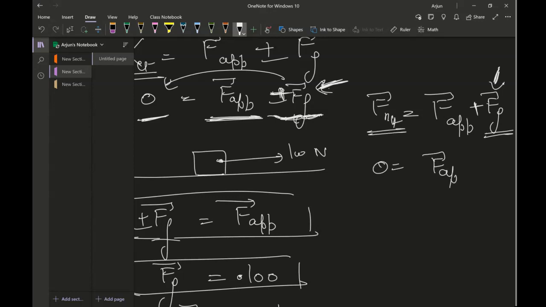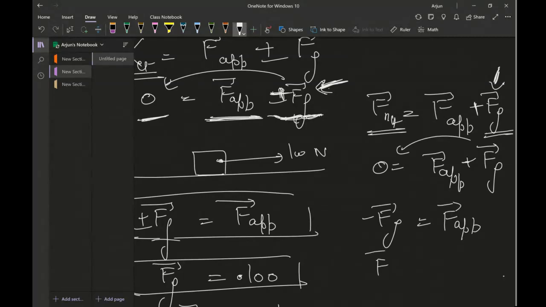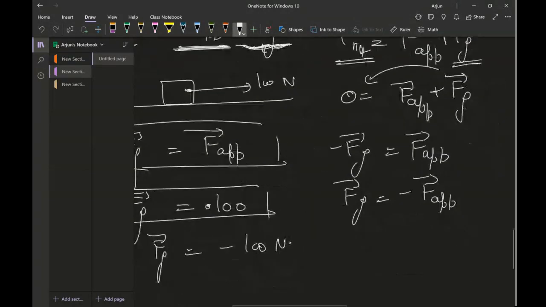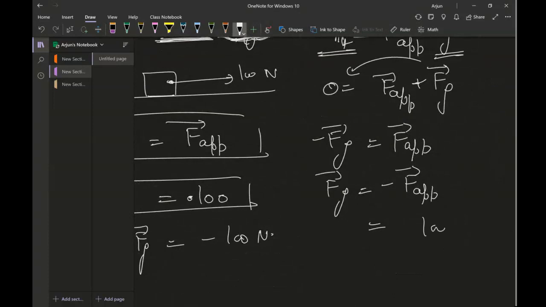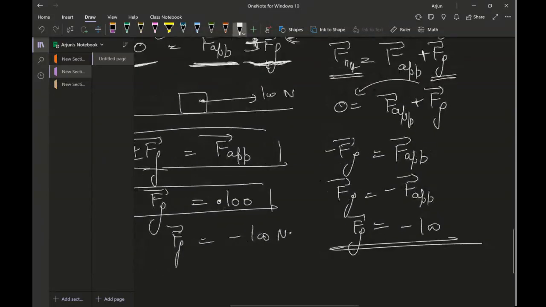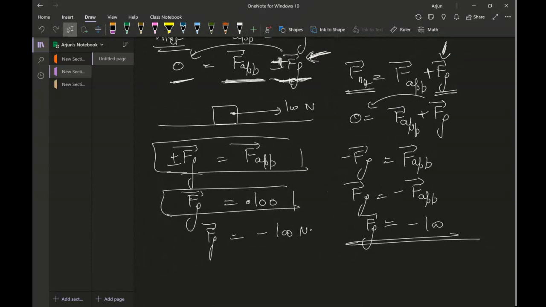Force applied plus force due to friction is equal to 0. This goes on the other side, becomes negative force applied, which is equal to negative of force of friction. So force of friction equal to negative of force applied, and the force applied was positive 100 Newton, and the force due to friction came out to be opposite to that. All right, so that's how you're gonna approach these questions.